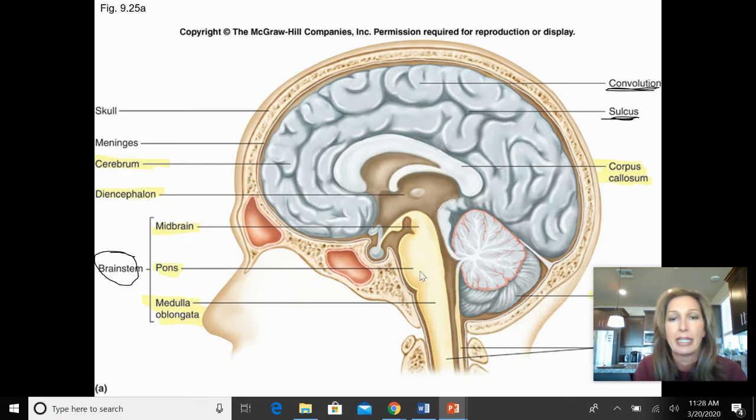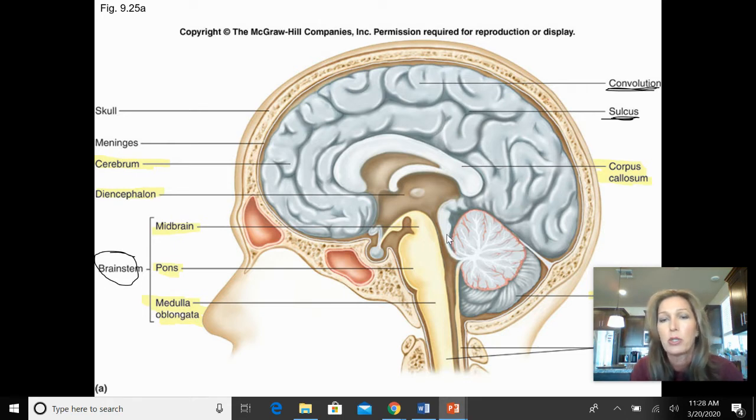Now, the brain stem is the next area that you should know. Your brain stem actually has 3 parts: midbrain, pons, and the medulla oblongata. This brain stem area is really some of your autonomic responses. It's really your primitive brain, and processes such as your heart rate and your breathing rate are controlled within this area. But those are your 4 main regions of the brain.